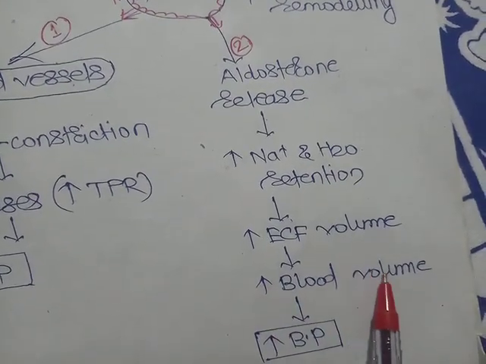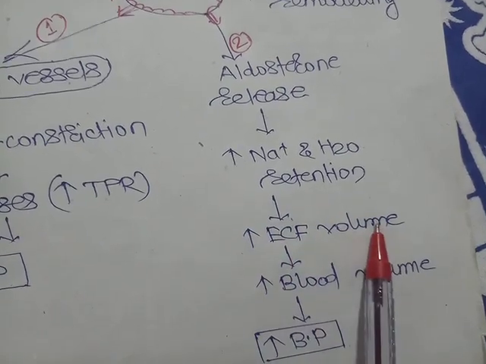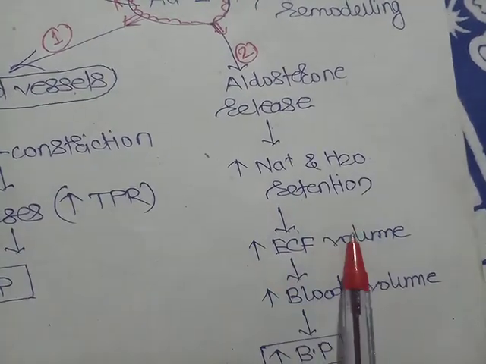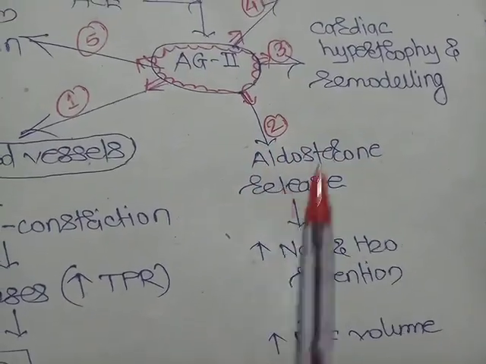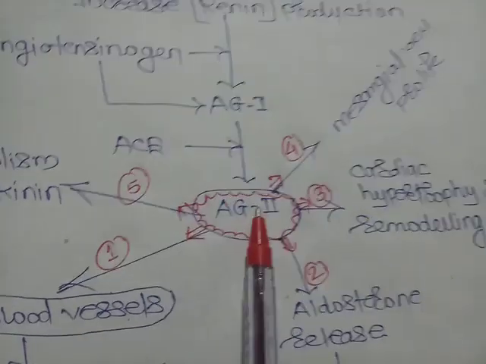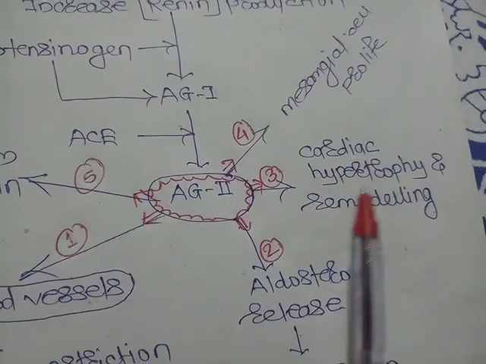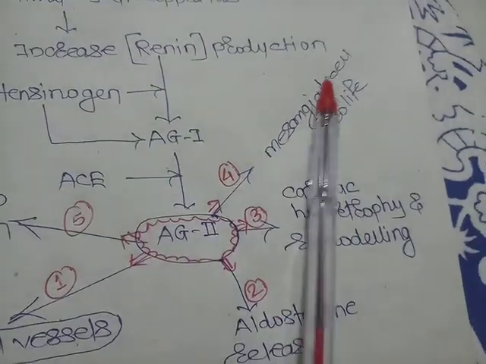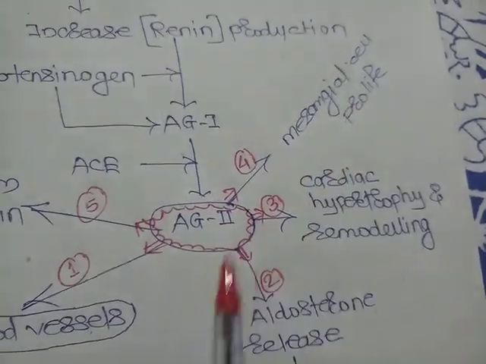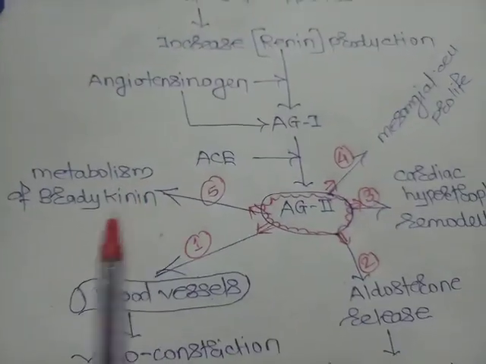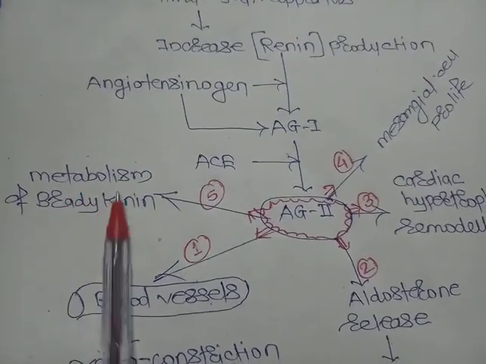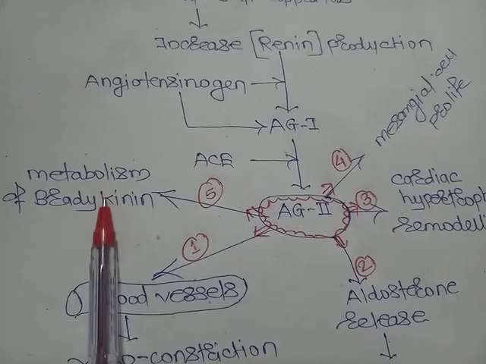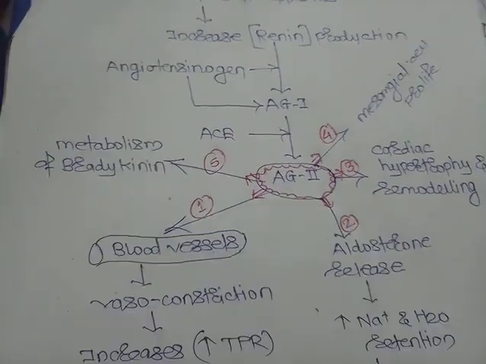Why is there an increase in the blood volume? Because there is an increase in the extracellular fluid volume. Why is there an increase in the extracellular fluid volume? Because sodium and water retention increases. And why is it so? Because of aldosterone release. This angiotensin 2 also causes cardiac hypertrophy and remodeling. It also causes mesangial cell proliferation, and it also causes metabolism of bradykinin, which is a vasodilator. So these are the effects of angiotensin 2, and this is the renal mechanism.